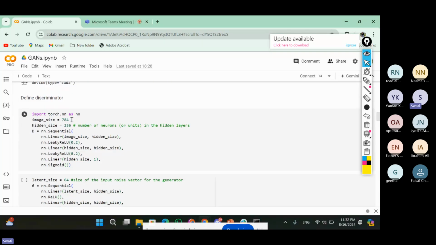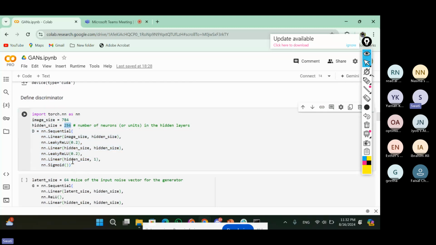So now, as I have said, that image size is 28 cross 28. That means if you multiply those numbers, it will be 784. Then we define a hidden size. This is actually the number of neurons in the hidden layers. So here we are defining the discriminator, and as I have said, the discriminator is nothing but it is made up of a neural network. As we have discussed, there could be many neurons and many hidden layers. So we say 256 is the number of neurons.